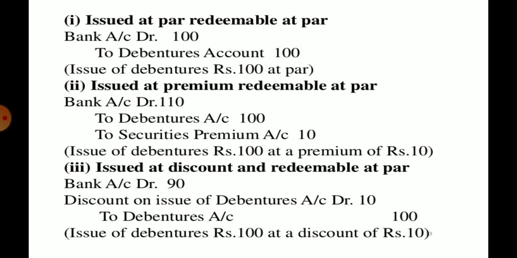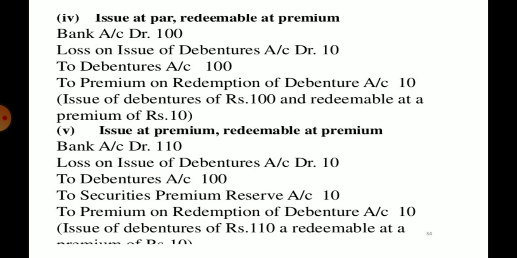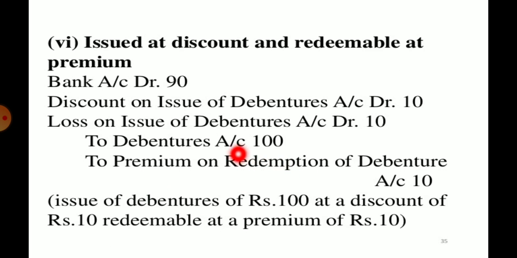When issued at discount, redeemable at par, the same entry applies. Issued at par, redeemable at premium: bank, loss on issue of debenture to debenture, to premium on redemption of debenture. Issued at premium, redeemable at premium: bank account debit, loss on issue of debenture, to securities premium reserve, okay, to premium on redemption of debenture. So it will be set off by the securities premium reserve. Issued at discount and redeemable at premium: bank, discount on issue of debenture, loss on the issue of debenture to debenture, to premium on redemption of debenture.